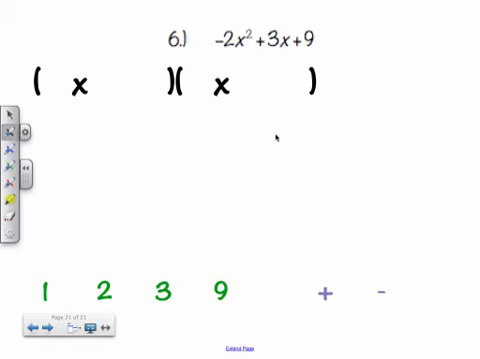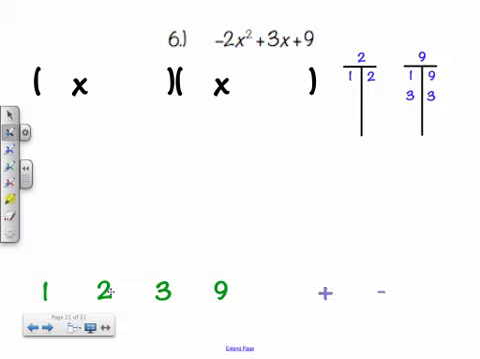In this last example right here, I am not going to use the box method, and I'm going to use the distributive property method instead. Notice though that the leading coefficient here is a negative number, which is something we're going to have to take into consideration very shortly. Since the leading coefficient is negative 2, I'm going to look for factors of 2, which are just 1 and 2. And then I'm going to look at the C value and look for factors of 9, because remember this number and this number multiply together to give you that 9. So the only possible factors of 9 are 1 and 9, 3 and 3.